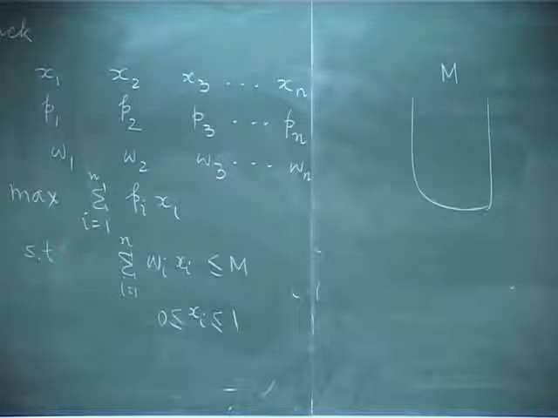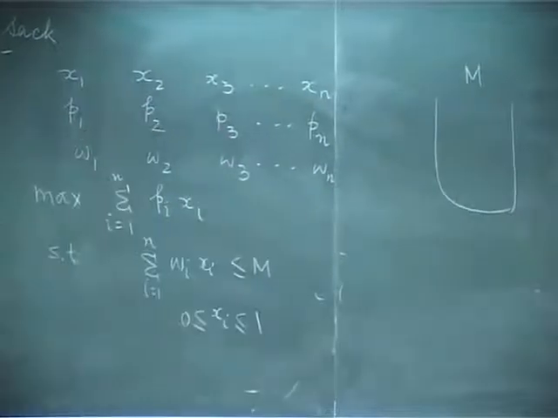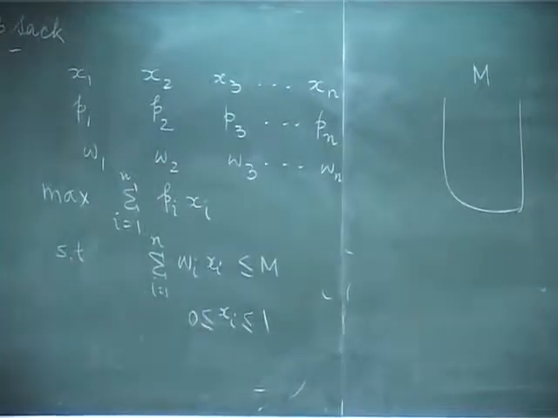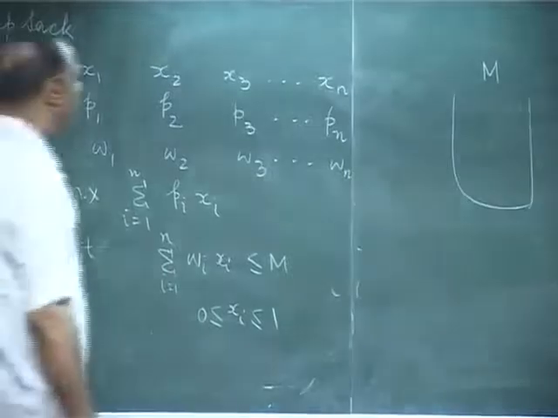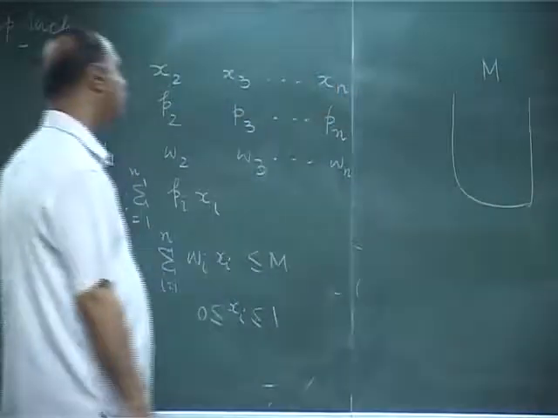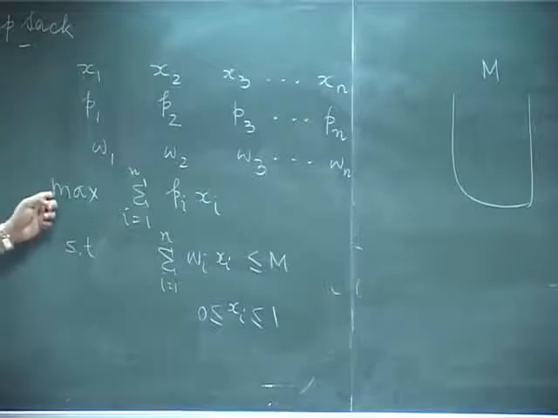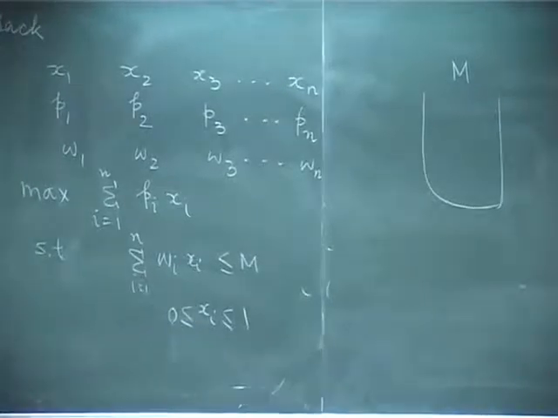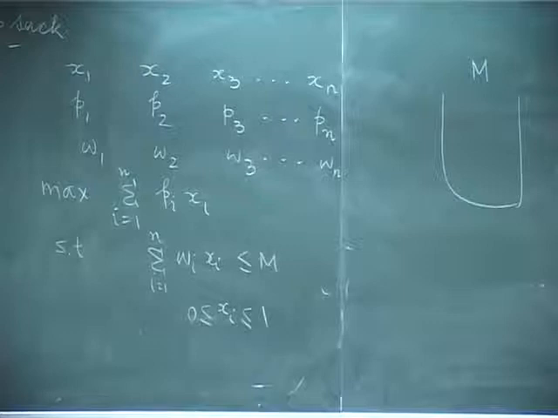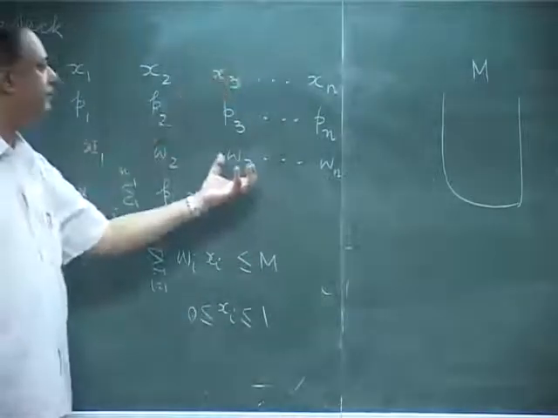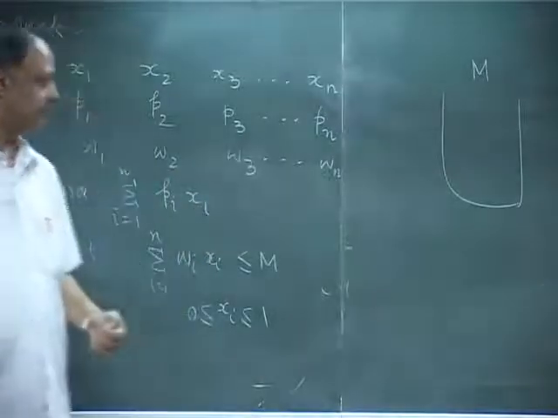So the problem is that I have X1, X2, up to Xn as the entities, Wi is the weight attached to Xi, and Pi is the profit attached to the item Xi, and you have a bin of capacity M. You want to select some of the Xi such that your bin is full and you also earn the maximum profit. The problem can be redefined: maximize summation Pi Xi, i equals 1 to n, subject to summation Wi Xi less than or equal to M, and Xi between 0 and 1. What does it mean that Xi lies between 0 and 1? It is 0 if you don't select the item. If it is 1, you select the whole item, meaning you select Wi weights in total.